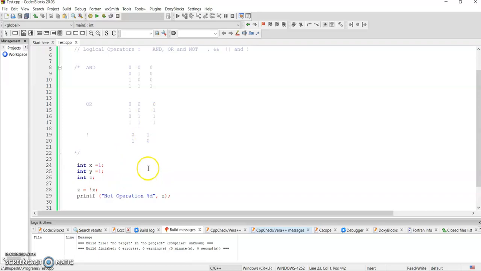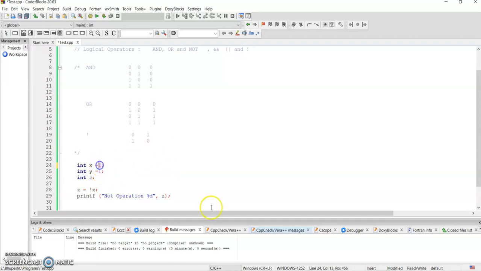In the last class, I stopped at a point where, suppose x is not a 0 or 1 value, say x is 20, and y is also 30. So what will be the output? Let us see, then I will tell you.